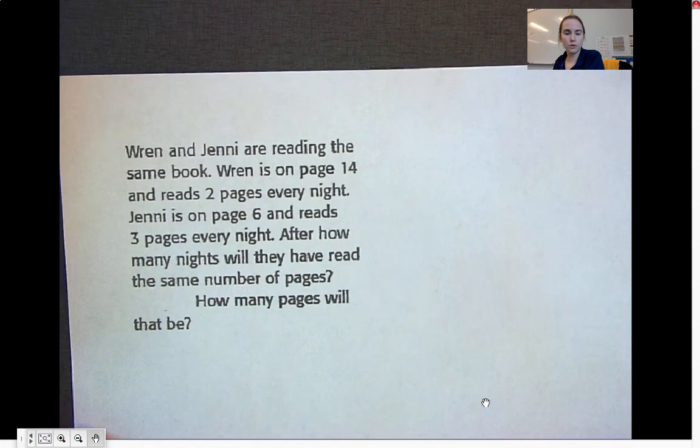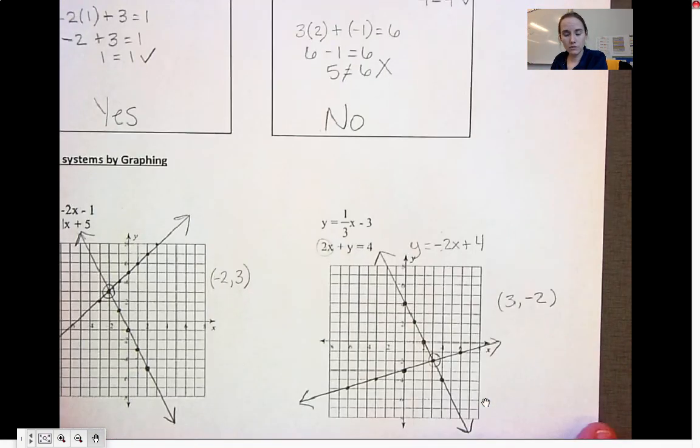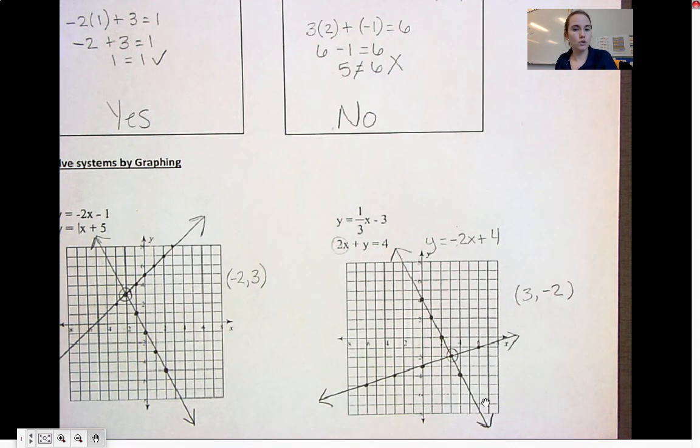Then on the back, there's a word problem, but we're going to talk about word problems in class. So that's all you need for this video. Just make sure you know how to graph a line and understand how to write the solution if you are graphing. If you have any questions, let me know.